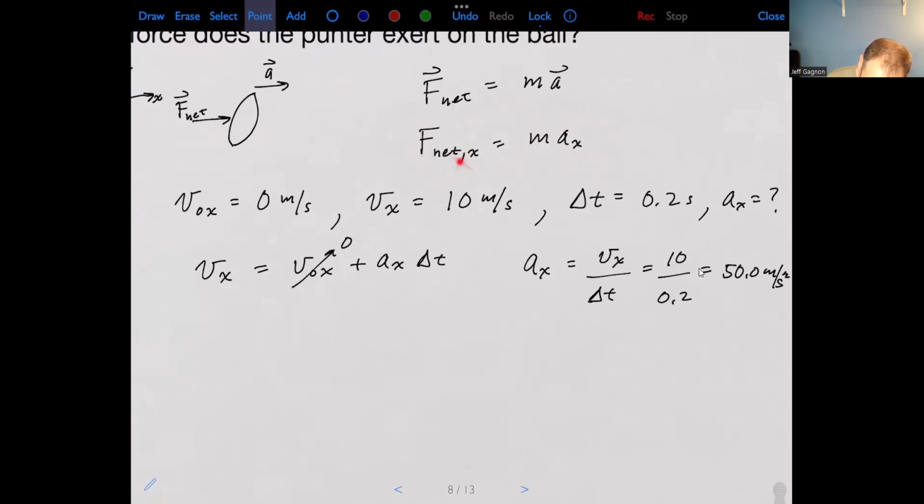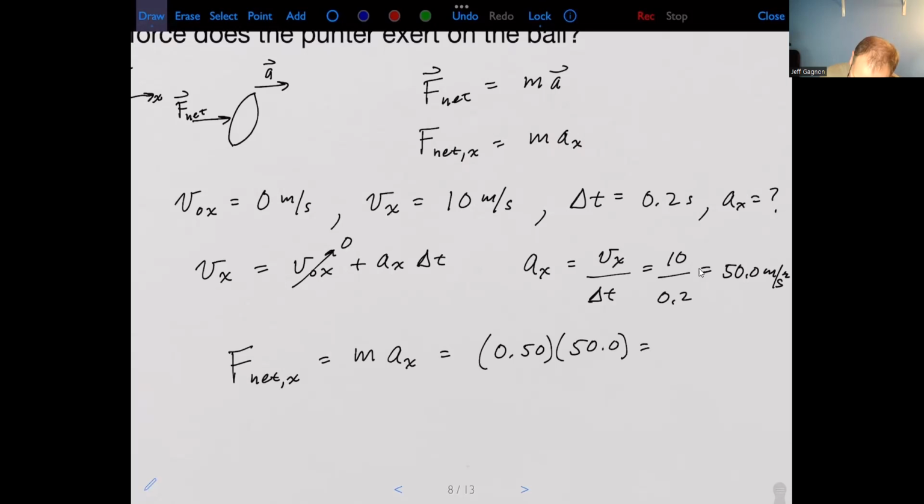So the net force acting on it in the x direction must be the mass times acceleration. So literally I'm just multiplying mass times acceleration now. Net force in the x direction is mass times acceleration in the x direction. The mass we knew was 0.5 kilograms, and the acceleration is 50. So that's going to be 25 newtons.